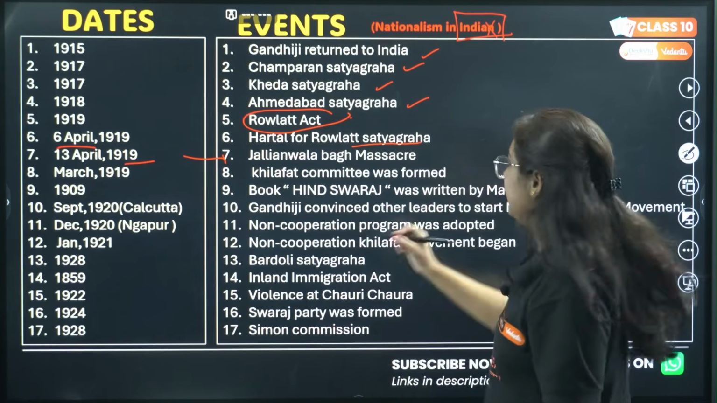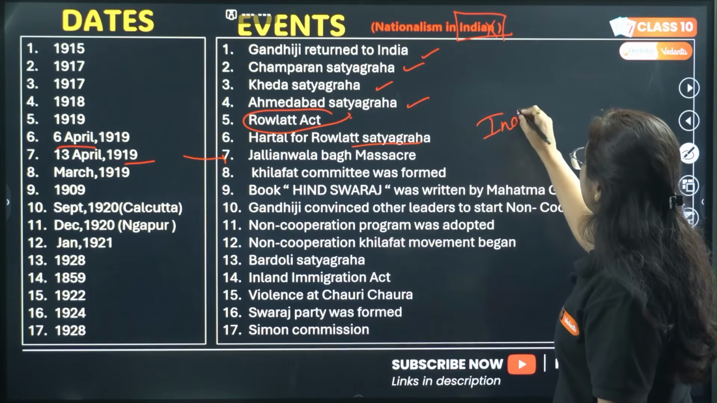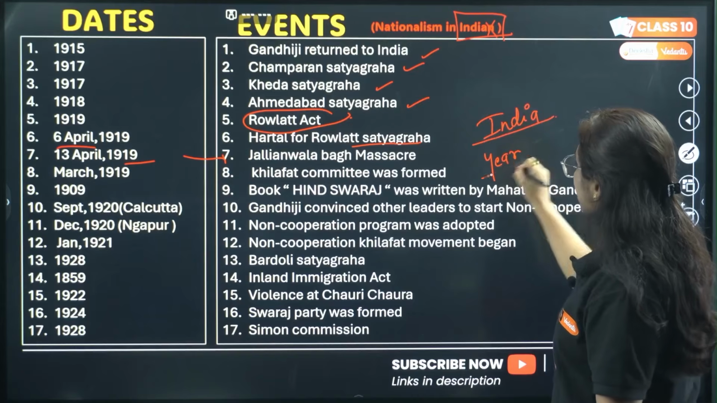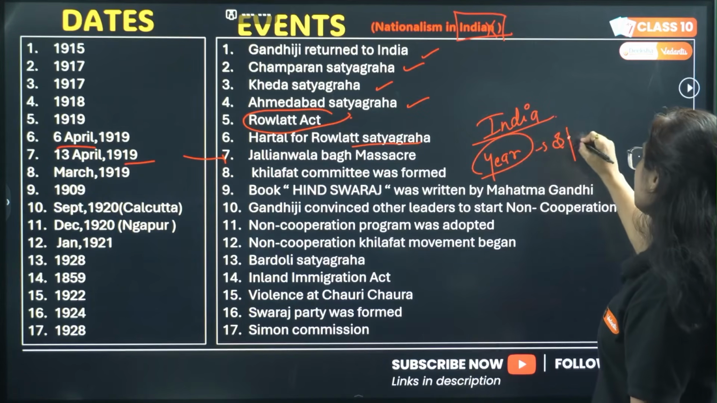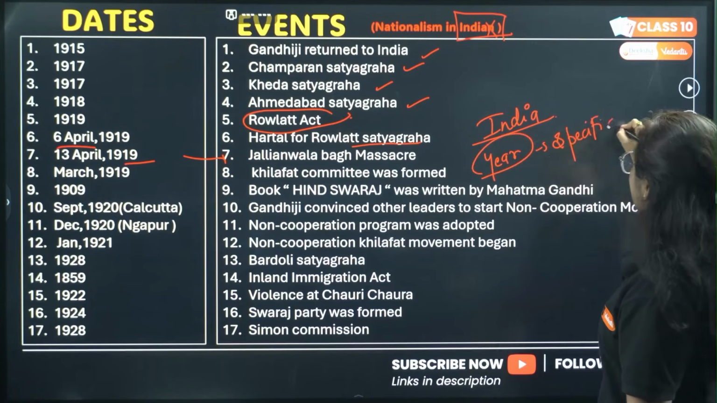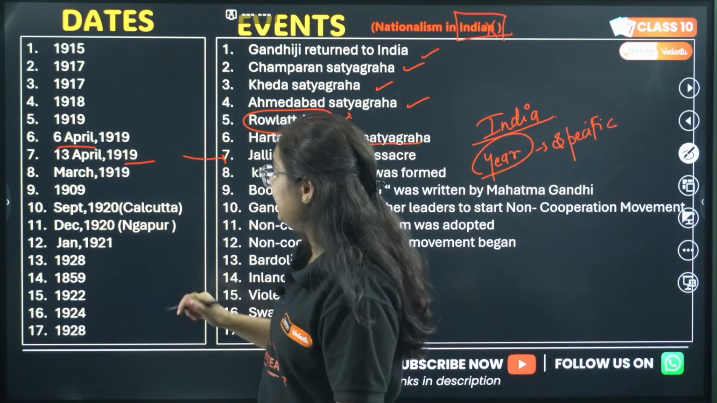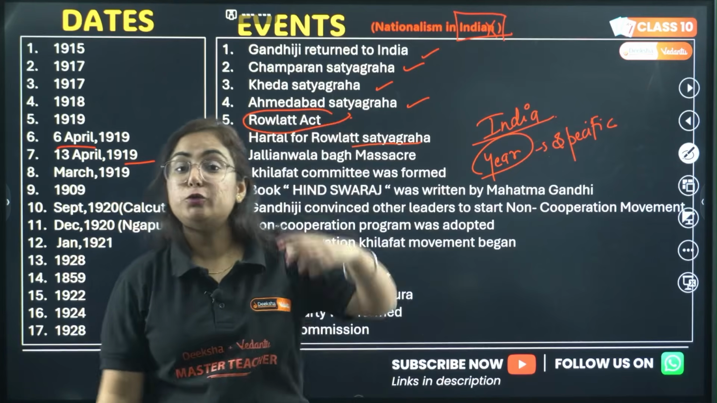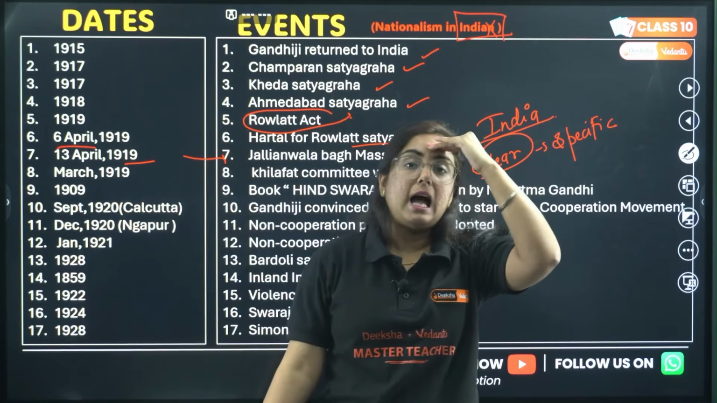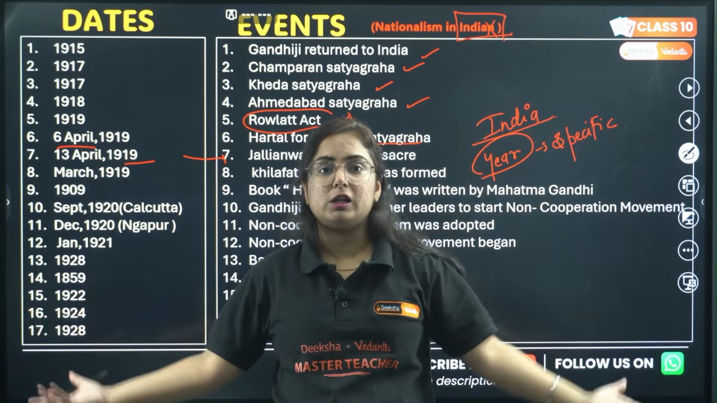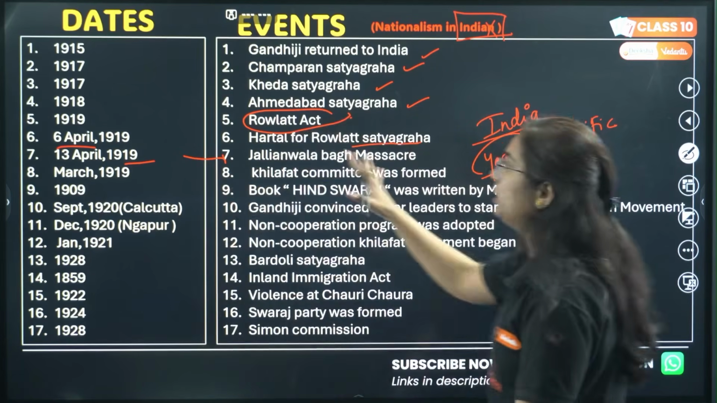Pay attention, my dear students. For the chapter Rise of Nationalism in India, other than year, okay, specific dates are also important, because see, like 6th of April, 13th of April, March 1919, December 1920, September 19, and really you will feel that what is this year, what's going on. So to solve that problem, you can use this.